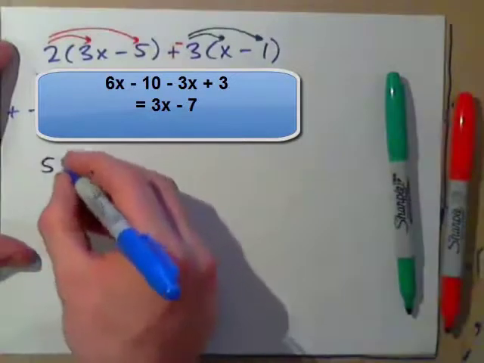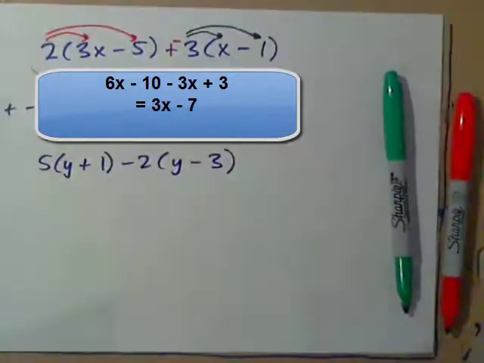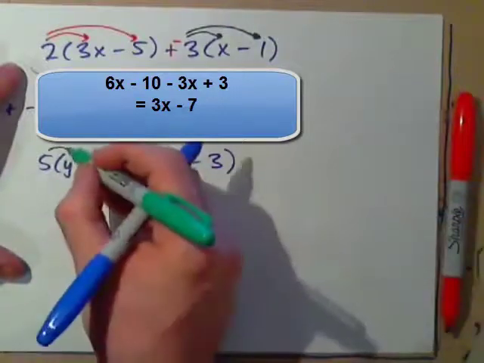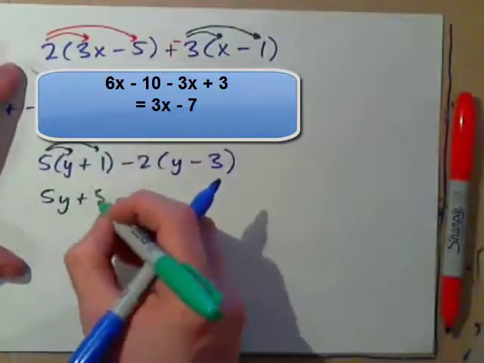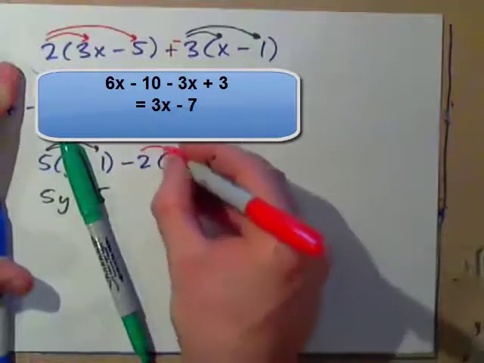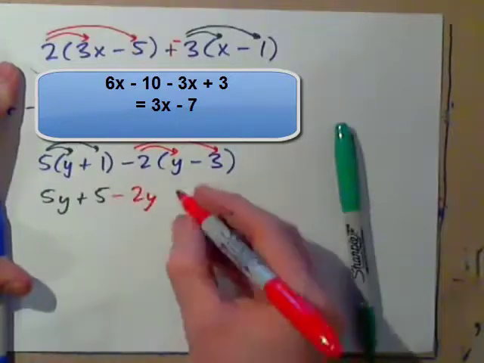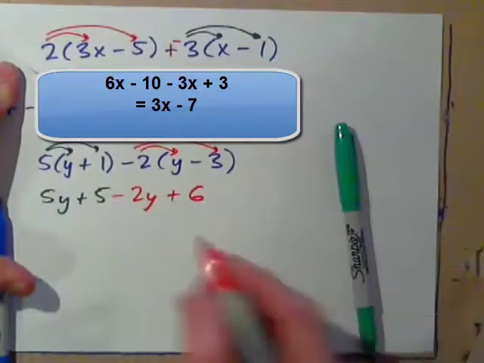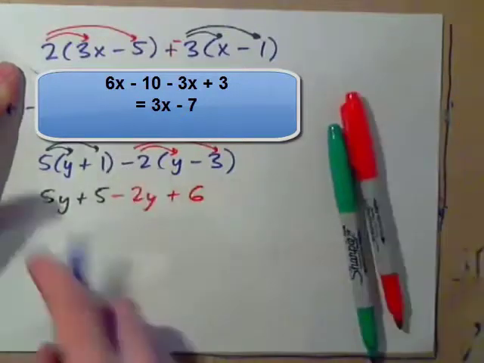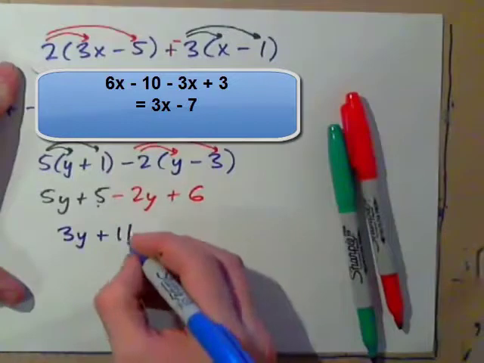Okay, how about 5 times y plus 1 minus 2 times y minus 3? So 5 of these bags, you've got a yo-yo and $1 in this bag. That makes 5 yo-yos plus $5. Subtract 2 of these bags, we've got a yo-yo and a debt of $3 in this bag. So multiply negative 2 in here and here. Negative 2 times y is minus 2y. Negative 2 times negative 3 is plus 6. So must multiply by a negative here. Now add like terms. 5y minus 2y, 3y. Positive 5 plus 6 is 11, right?